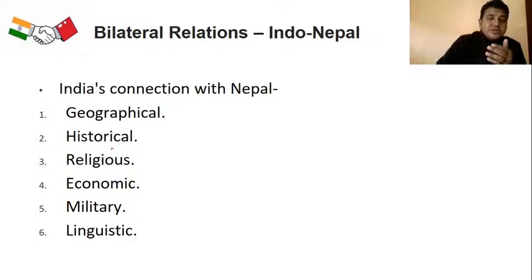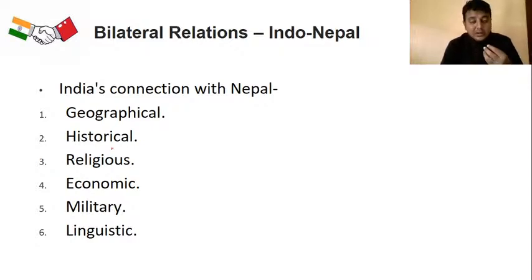Economic connection, as we mentioned, India had a monopoly over trade and other aspects of it. Along with that, the military: even the Nepali general was an honorary general in the Indian army, that is the Gorkha regiment and all. And languages: Nepali is one of the 22 languages in our schedule, and along with that, our languages Bhojpuri and Maithili are also spoken in that area. So we have connectivity with them.